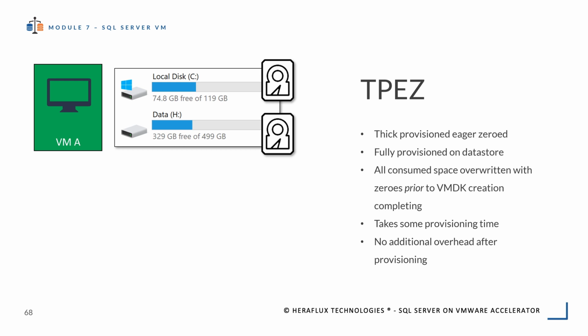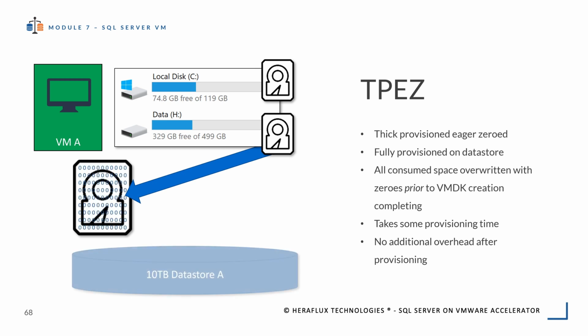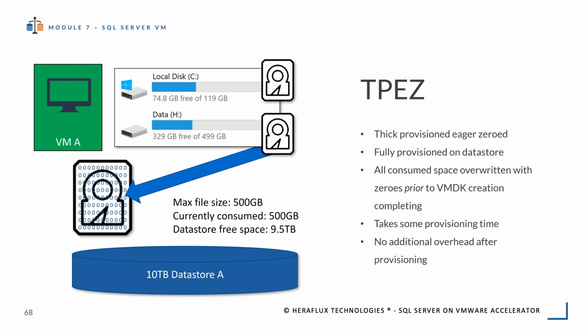I create a new virtual machine with 2 virtual disks where the C drive is 120 gigabytes and the data drive is 500 gigabytes. Our data store that we place the data virtual disk on is 10 terabytes with nothing else on it. Because we have thick provisioned this virtual disk, it consumes all 500 gigabytes on the data store, and we have 9.5 terabytes free on the data store for other virtual disks.